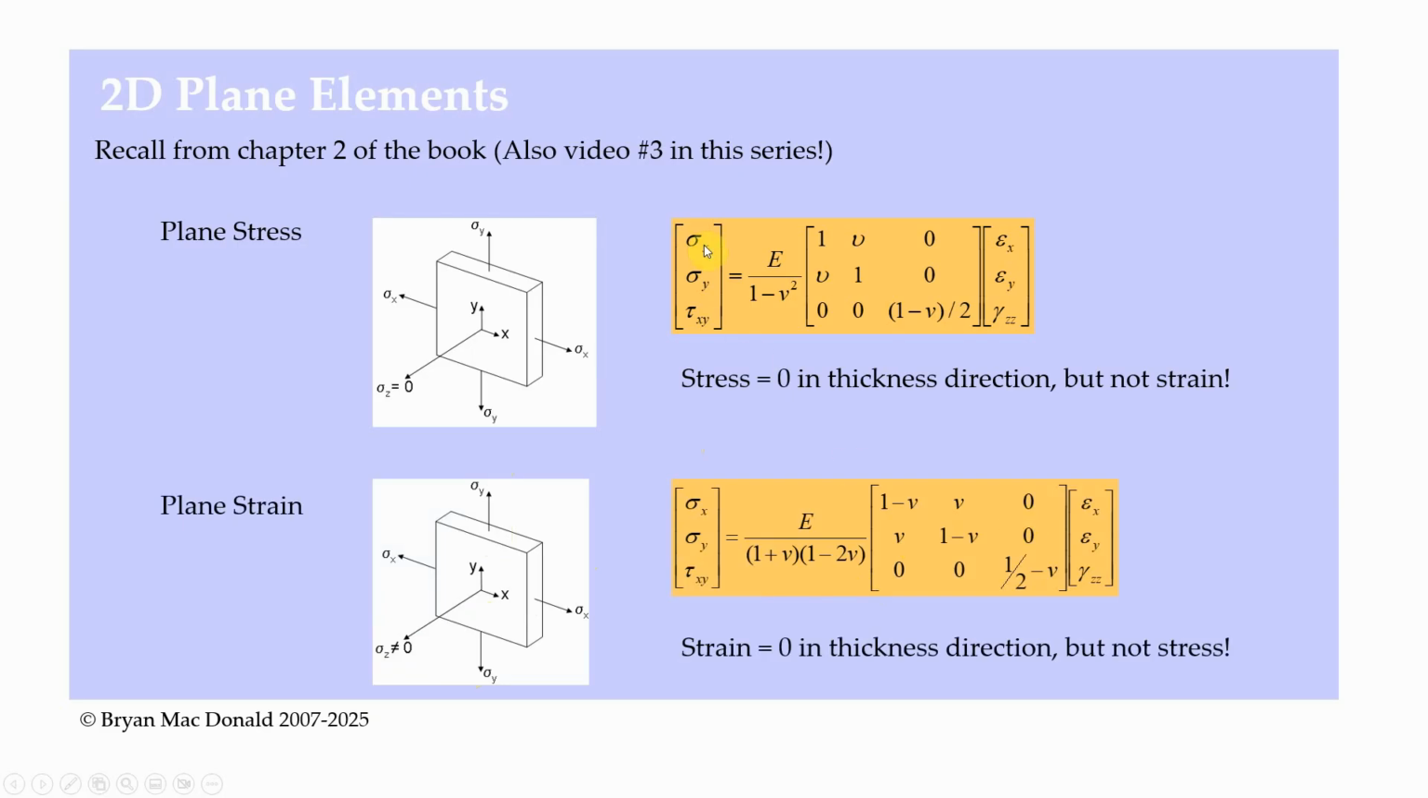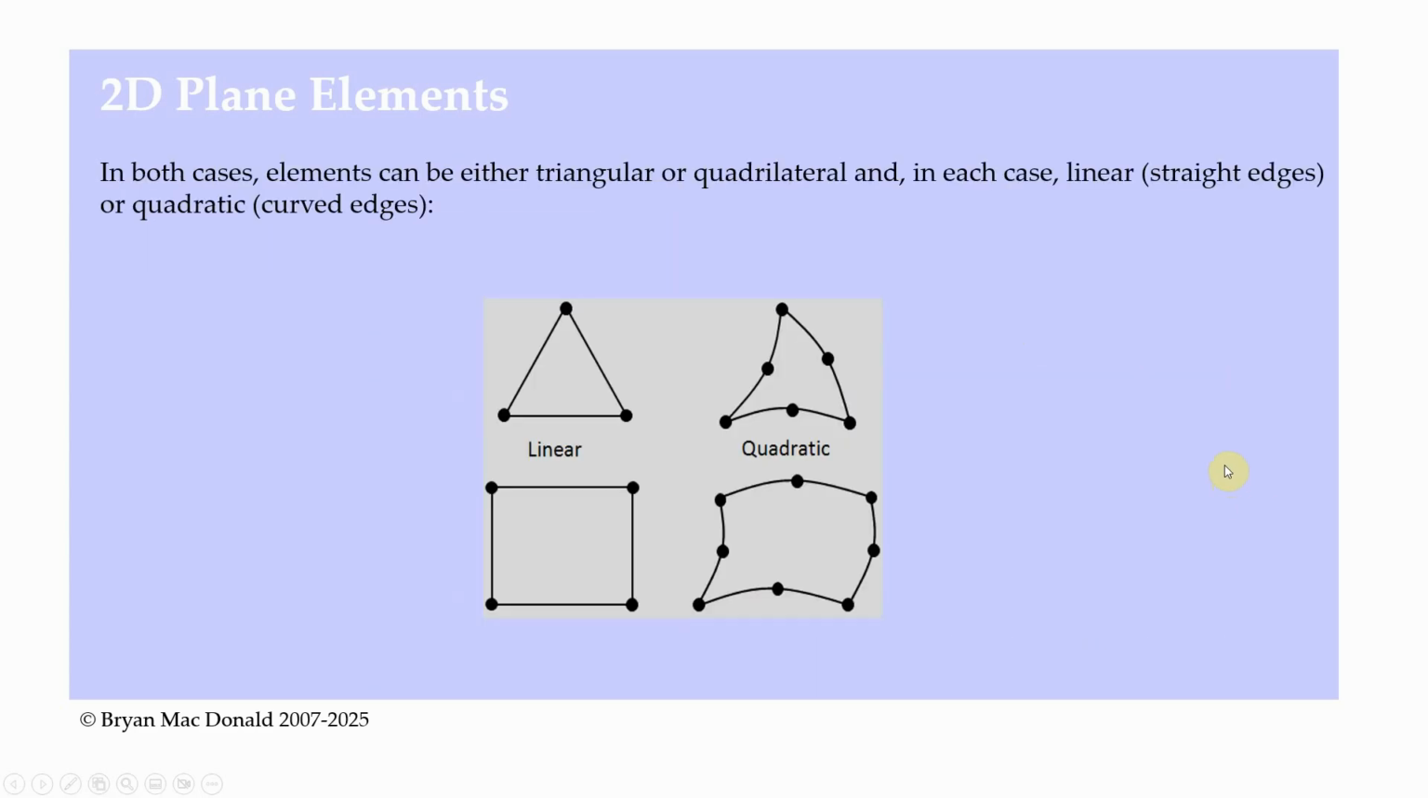Again, we've got stress in the x, y, and a shear stress between those two directions, and strain in the x and y and a shear strain between those two directions. And that's the same in both cases. It's just the bit in the middle, the D matrix, which relates stress to strain, that is different depending on whether you're using plane stress or plane strain. In both cases, we essentially have 4 types of elements that are used in most common FEA software: linear triangles and rectangles, and quadratic triangles and rectangles.